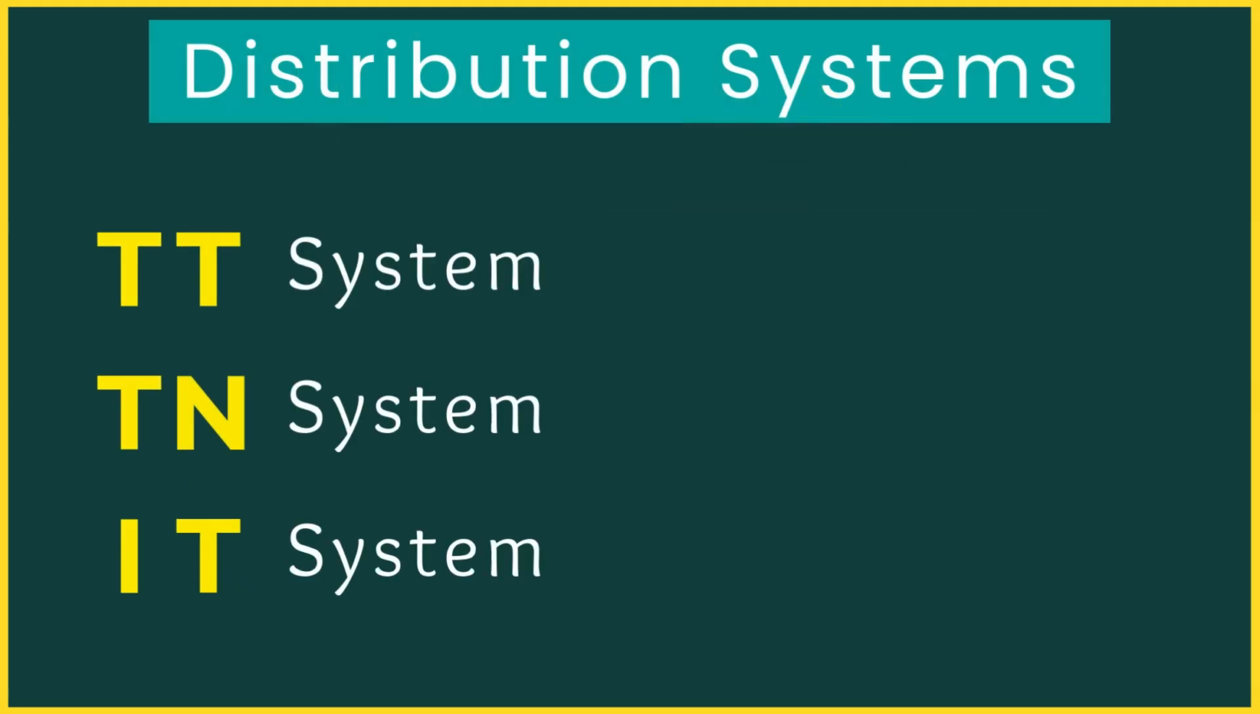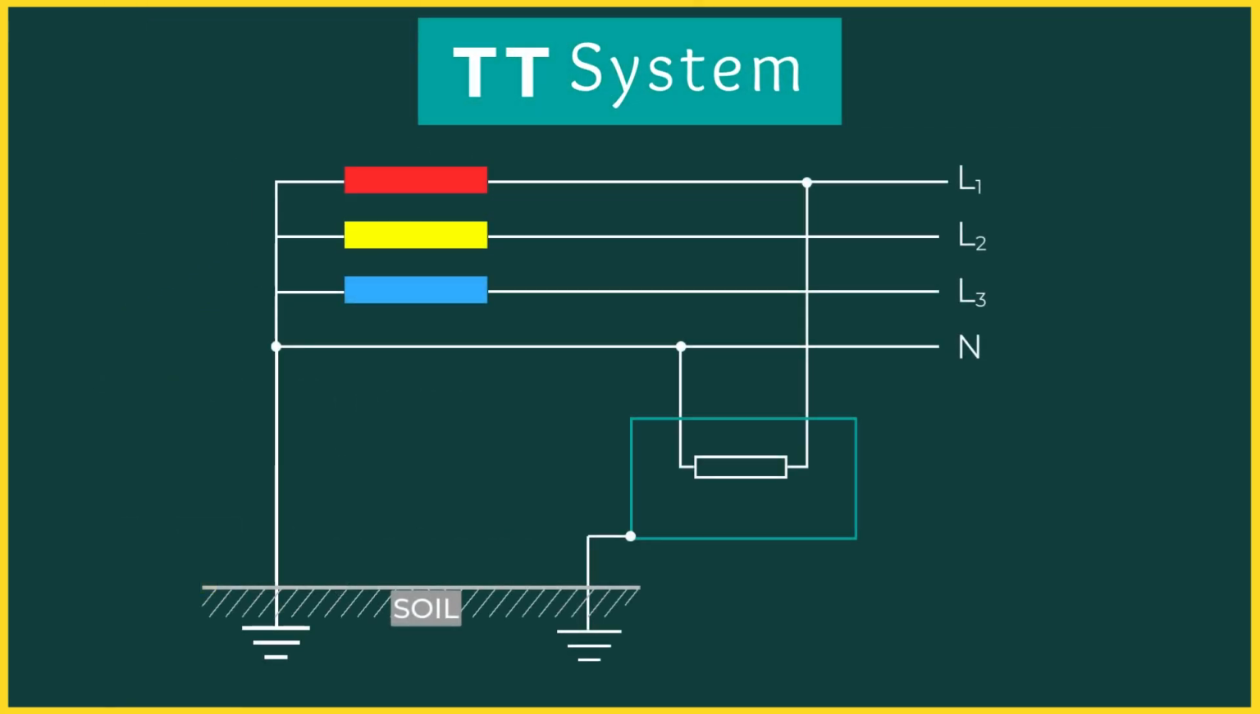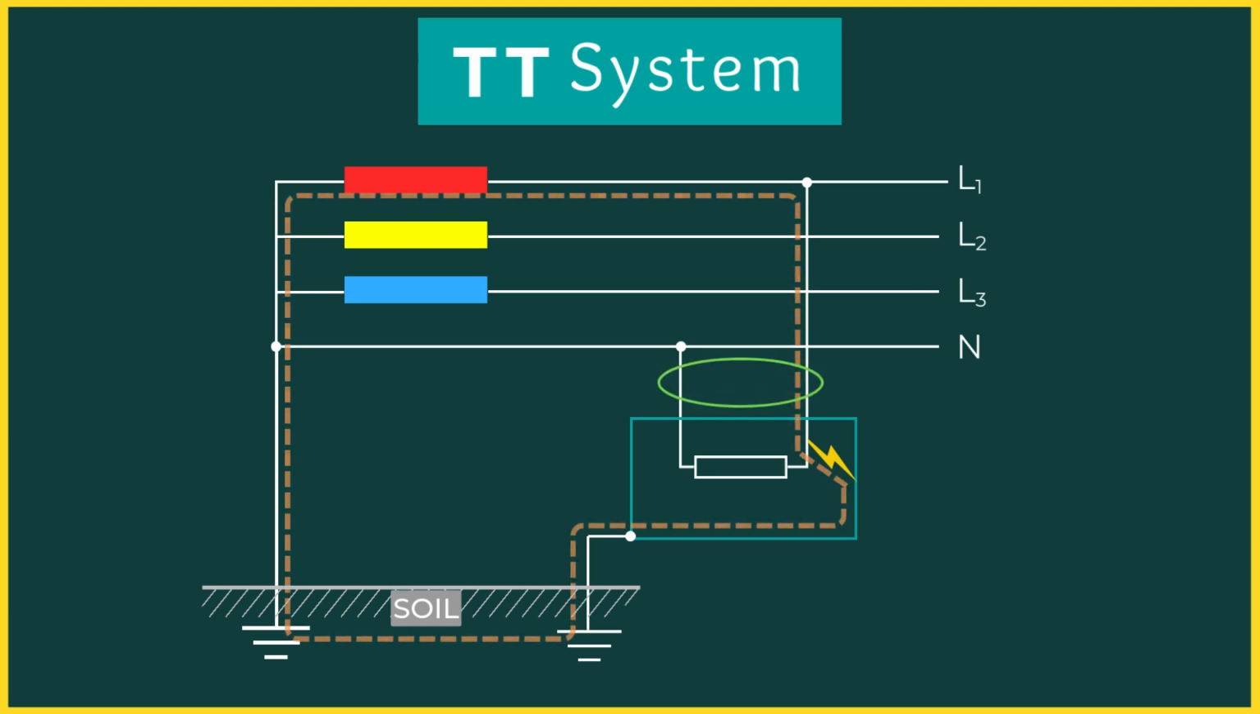We will start with the system most commonly found in homes and small installations, the TT system. In a TT system, the neutral and the exposed conductive parts are connected to separate, electrically independent earth electrodes. During an earth fault, the fault current returns to the source through the soil. Because soil resistance is relatively high, the earth fault current is usually low. This is why residual current devices, or RCDs, play a key role in TT systems.